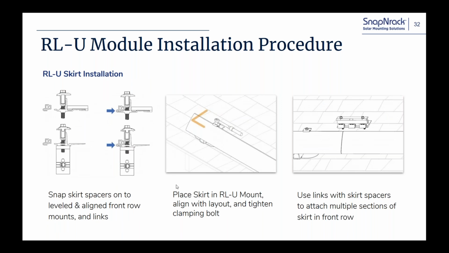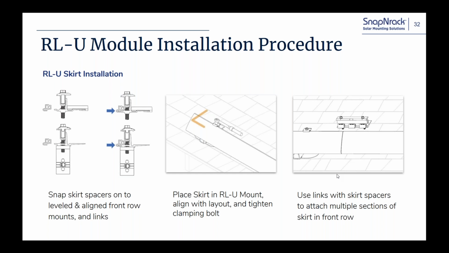So once you get all the mounts down, leveled and aligned, you're going to come back and attach your little spacers, depending on what module height you're installing. So you just snap those onto the links and onto the mounts. And then you'll go ahead and put your skirt in the clamp, line it up with your array layout, and tighten that up. What I typically recommend is installing the skirts two or three at a time. You just butt them up against each other, tighten the clamping bolt, and then come back and install your links with the spacers on them.